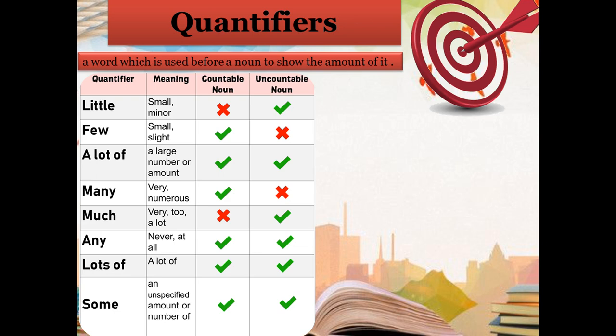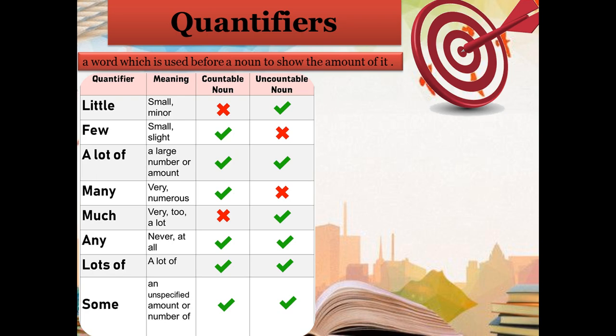Here I have the table to show you the quantifier and its meaning, and when we can use it, okay, if it's for the countable noun or if it's for the uncountable noun. Like the word little, little means small, okay? And it is used for uncountable. The word few, okay, also means small, or slight, but it is used for countable.